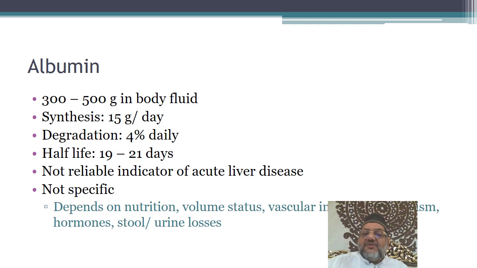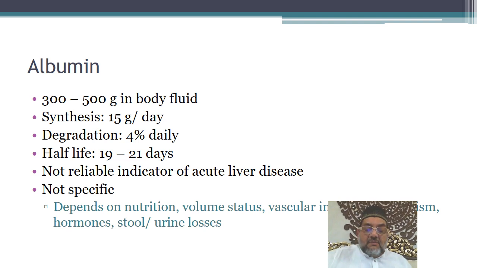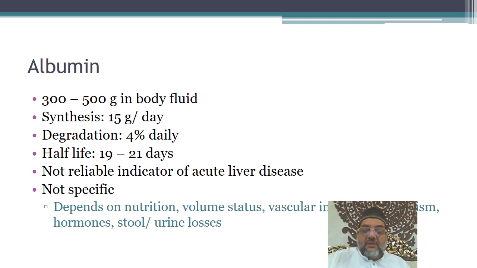Similarly, albumin is also synthesized in the liver. It is 300 to 500 grams in body fluid. Around 15 grams of it is synthesized daily, and its half-life is up to 21 days. So it may not be a good marker for acute liver disease, but in cases of chronic liver disease, especially patients suffering from chronic liver disease secondary to hepatitis or some metabolic diseases, the albumin level is a clear-cut marker of the synthetic function of the patient.